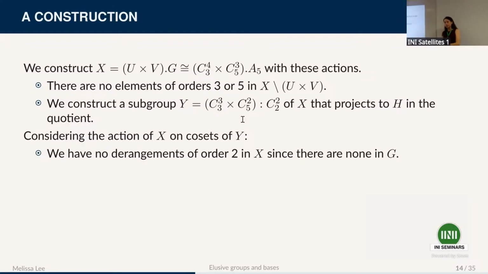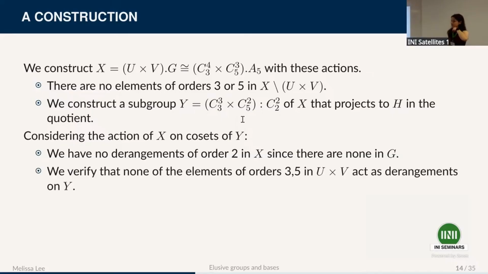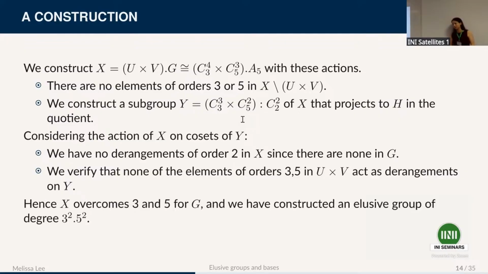Now, I told you that there are no elements of orders 3 or 5 in anything except this normal subgroup here, this U cross V, so it suffices to check those. And we do computationally check that none of the elements of order 3 or 5 in this normal subgroup act as derangements. Okay, so that's perfect. If you look at this group X, the input prime divides the 2, 3, and 5. We verified that there's no derangements of any of those orders.